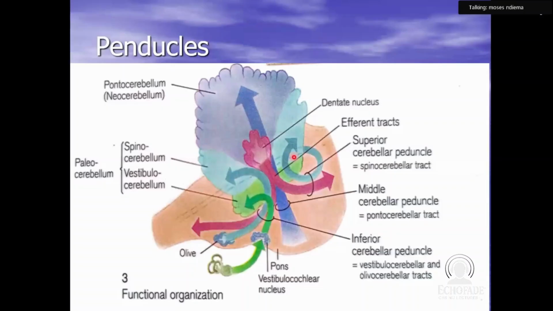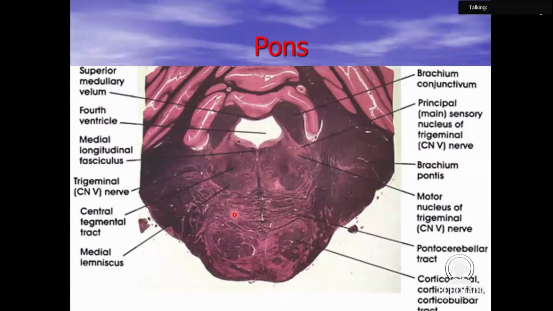We'll be looking at the various parts of the cerebellum, but you need to know that we have peduncles connecting the various parts. So, we have several types of fibers passing through the basal part of the pons. Remember, this is close to what we were looking at in terms of the open part of the rhombencephalon.